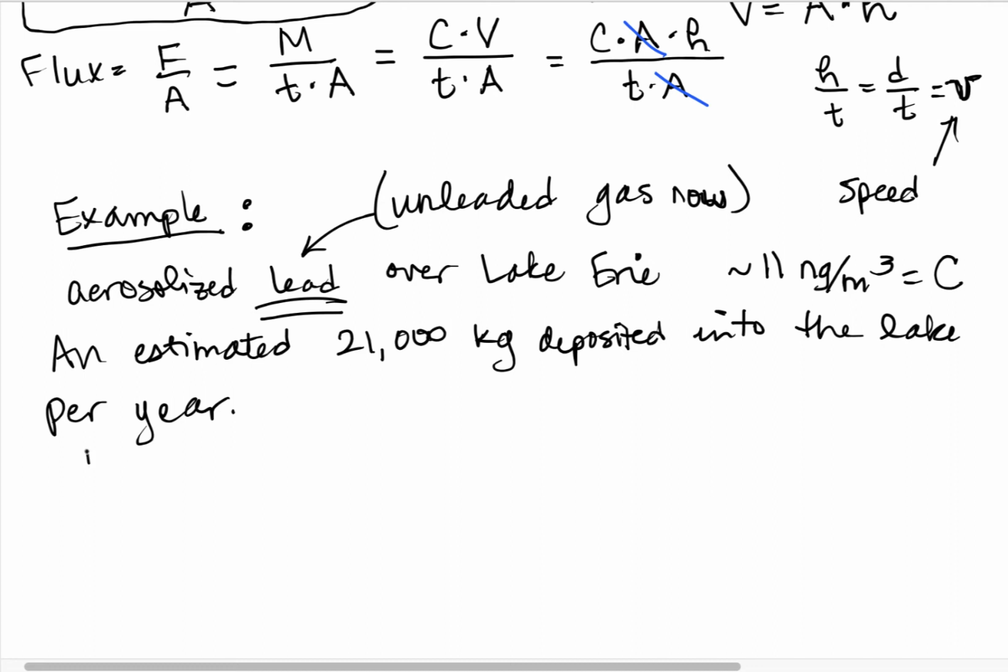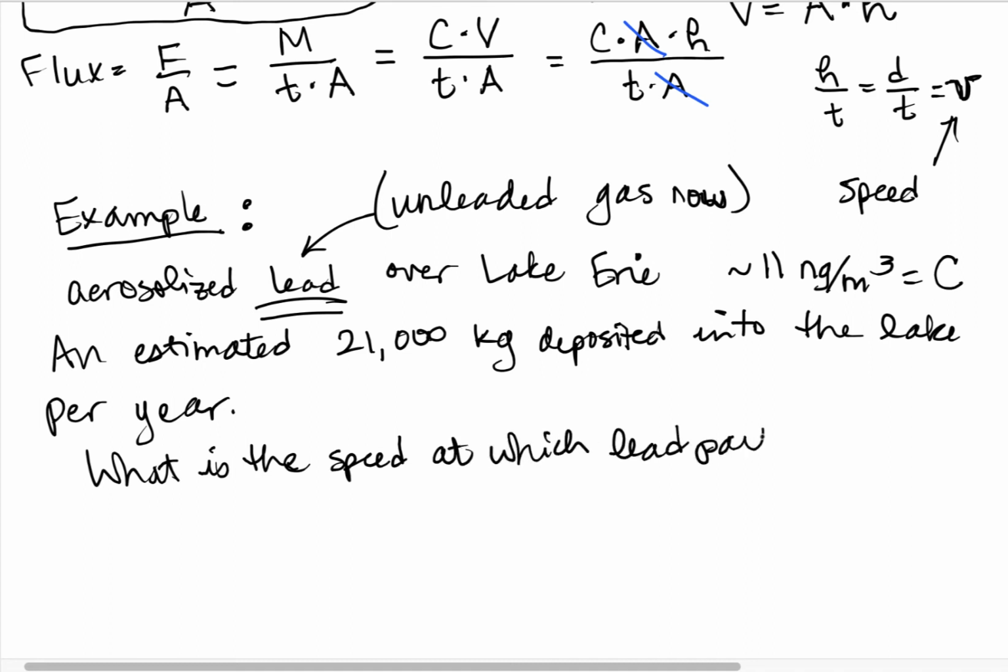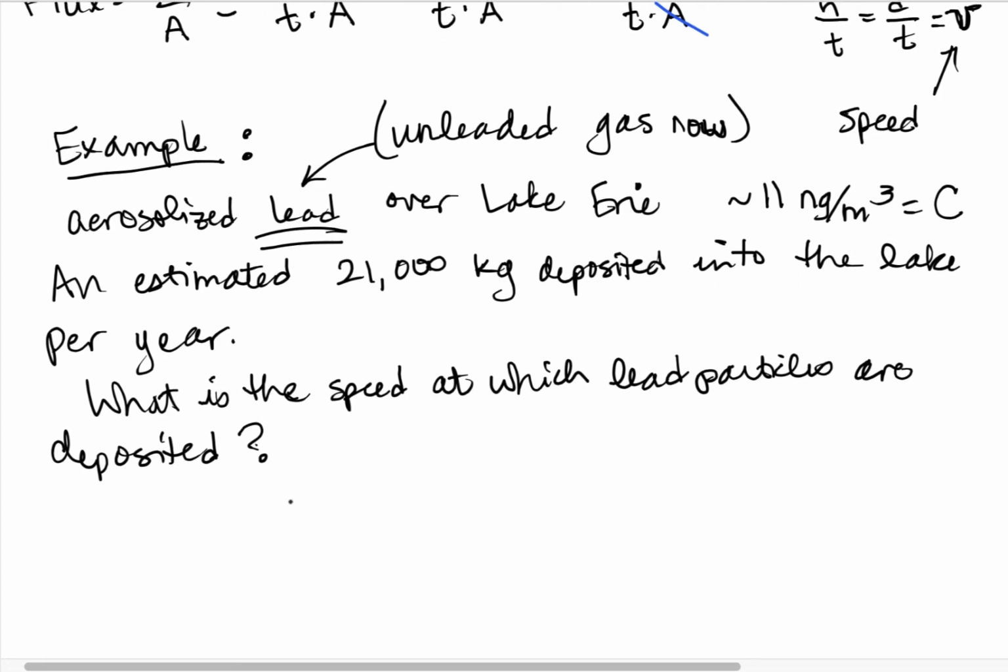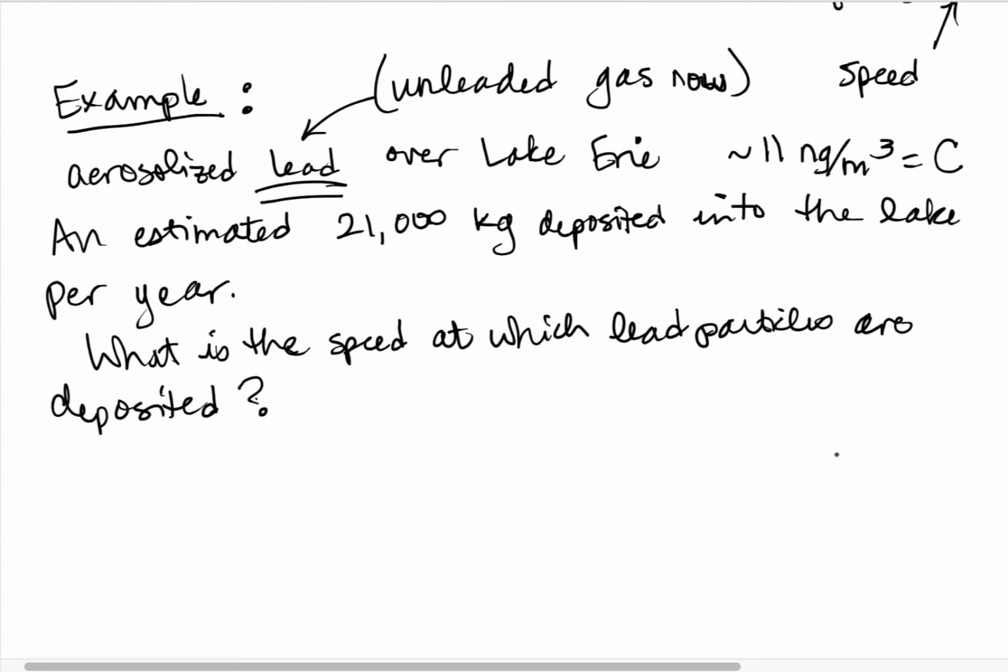So we want to know, what is the deposition velocity? Or what is the speed at which lead particles are being deposited? So if you are having a hard time sort of visualizing these, I recommend drawing a picture. It often helps me to draw a picture to think about what the compartment is and what the math is that's actually taking place.